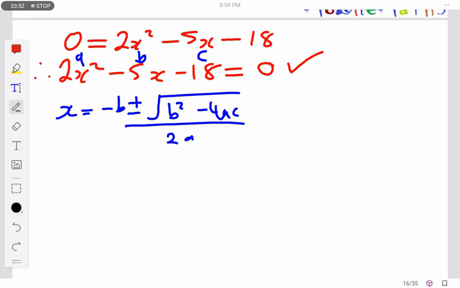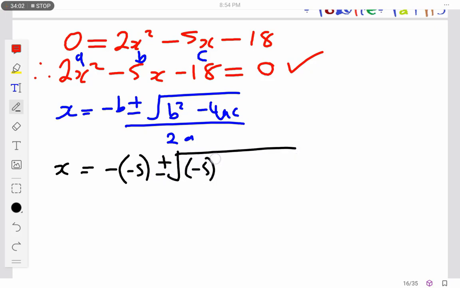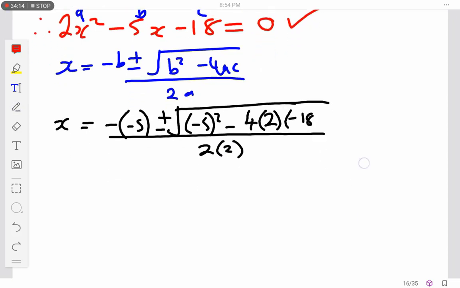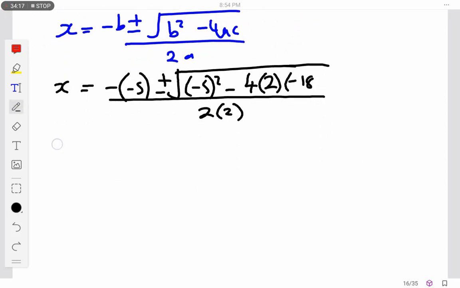So I'll have x is equal to minus, my b is minus 5, plus or minus the square root of b, which is again minus 5 squared, minus 4 times a, which is 2, times c, which is minus 18, all over 2 times a, which is 2, like that. Let's solve. When I'm solving, I'm going to get x equals minus times minus, that is a plus, then plus or minus the square root of minus 5 squared, which gives us a positive value.